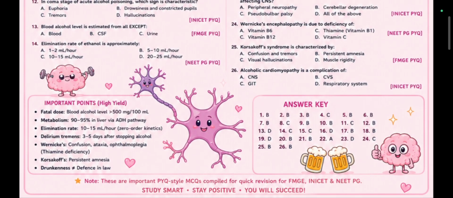Now, what are the important points? Fatal dose, remember, greater than 500 mg per 100 ml. Metabolism, 90 to 95% in liver via ADH, alcohol dehydrogenase pathway. Elimination rate, 10 to 15 ml per hour, zero order kinetics, constant elimination rate. Delirium tremens, 3 to 5 days after stopping alcohol. Wernicke's syndrome symptoms: confusion, ataxia, ophthalmoplegia, thiamine deficiency. Korsakoff's: persistent amnesia. And drunkenness would not be used as defense in court of law.